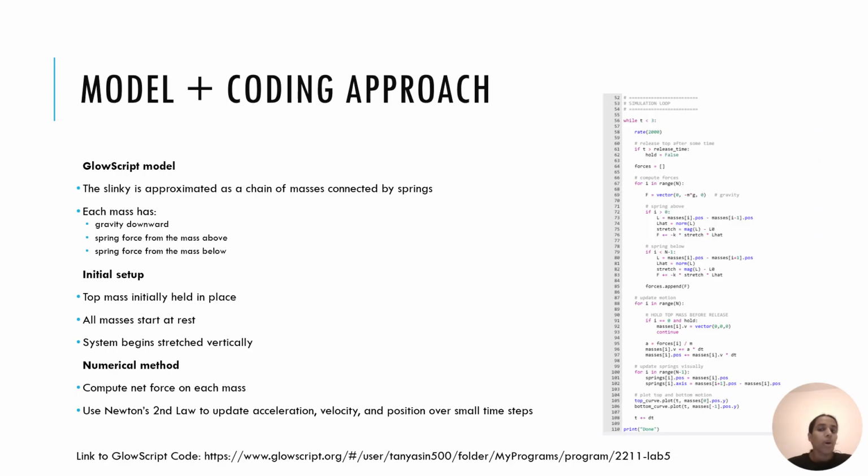In my GlowScript model, the slinky is approximated as a chain of discrete masses connected by springs. Each mass experiences gravity downwards and spring forces from neighboring masses. The top mass is initially held fixed so the chain hangs in a stretched configuration, and all the masses begin at rest. After release, the program calculates the net force on each mass and uses Newton's second law over many small time steps to update the motion. This lets the model predict how the slinky collapses over time.